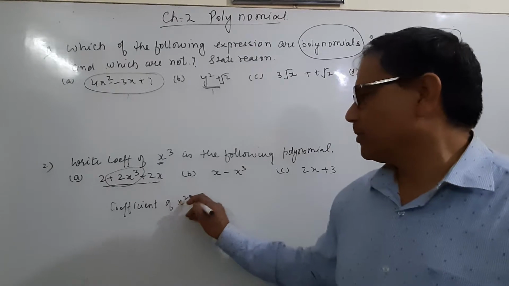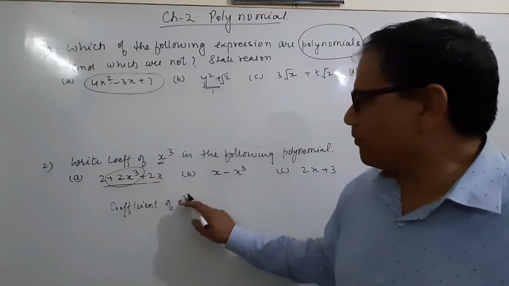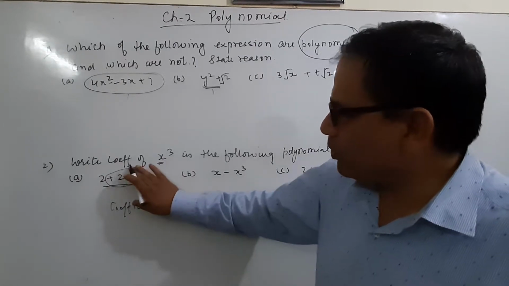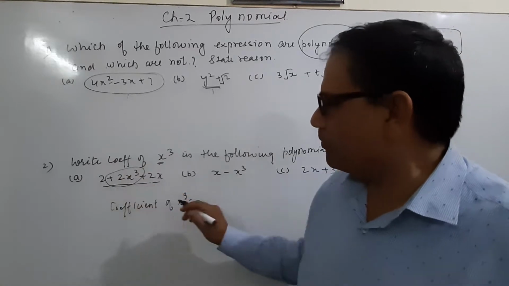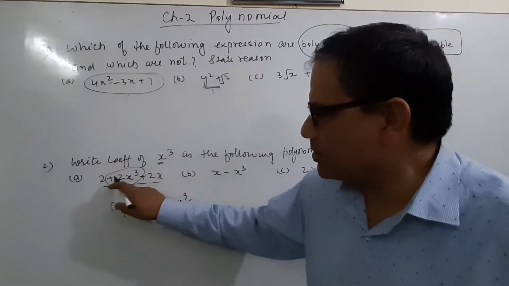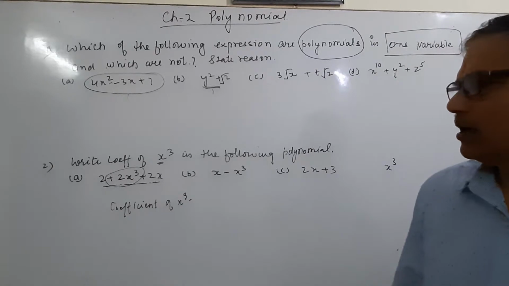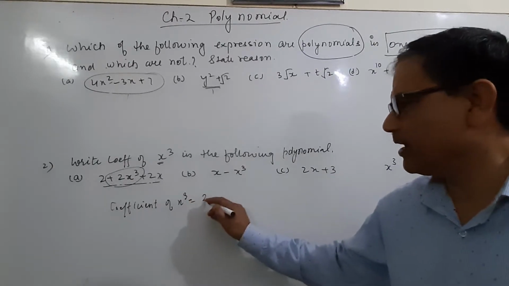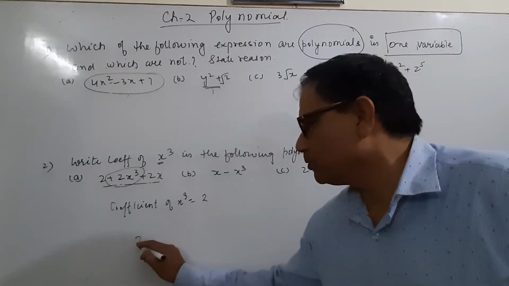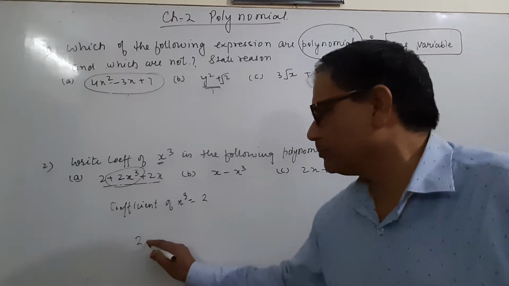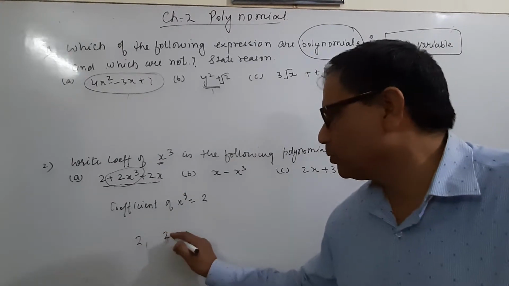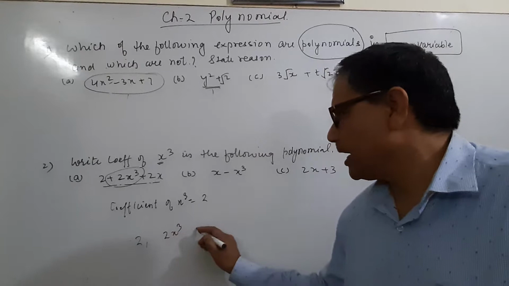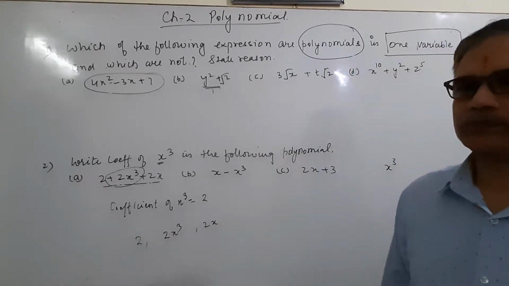Coefficient of x cube means we have to remove x cube. Now, what is the coefficient? Plus 2. Here we will write 2. Write all the terms: 2x cube and 2x.